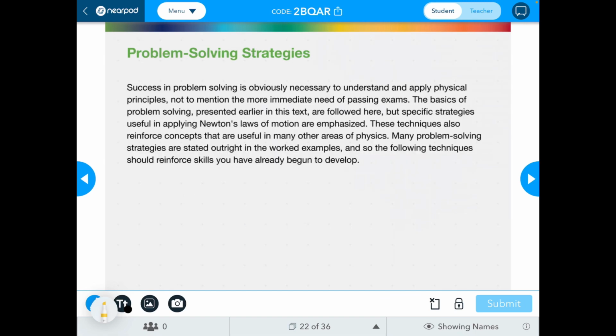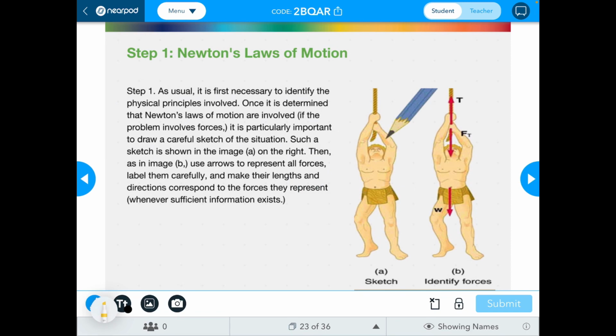So moving on here, we have these problem-solving strategies, and we're going to go through these fairly quickly, just to finish out these notes. Step one, when you're solving problems with Newton's laws of motion: draw a careful sketch of the situation. Use arrows to represent all forces and label them carefully. Make their lengths and directions correspond to the forces they represent, making sure that your sketch is accurate and shows the forces acting on whatever you're looking at.